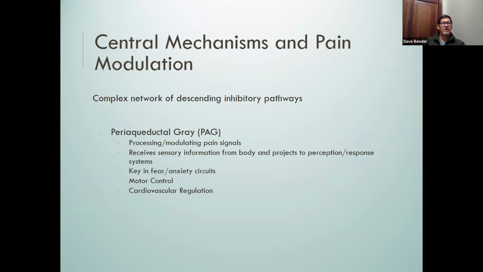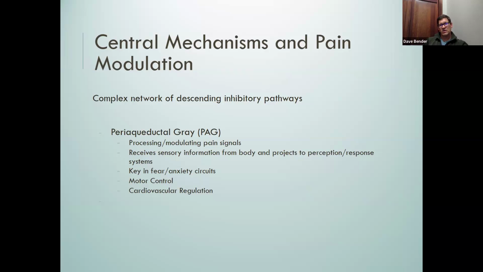Central mechanisms of pain and pain modulation. This is complex. There are multiple areas of the brain that are involved in this. Any slide or anything we do will be an oversimplification of it. So, let's just start with there's a complex network of descending inhibitory pathways that are being stimulated. The PAG is one of them. The periaqueductal gray processes and modulates pain signals, receives sensory information from the body, and projects to perception and responses at upper cortical levels, and has influences down lower. Apparently it's key in fear and anxiety circuitry as well, motor control, and even cardiovascular and autonomic regulation.